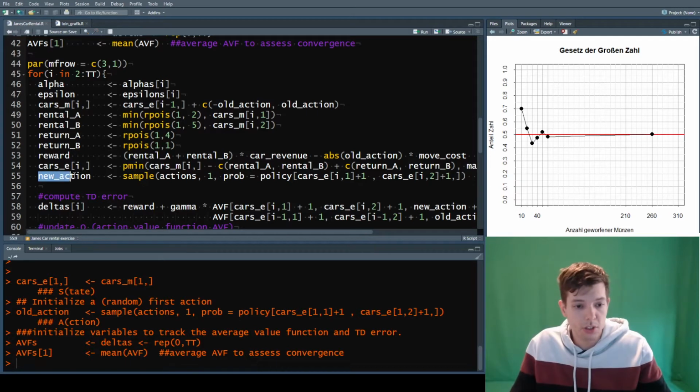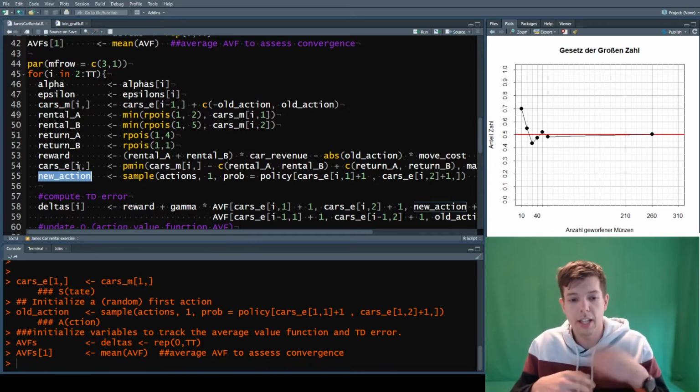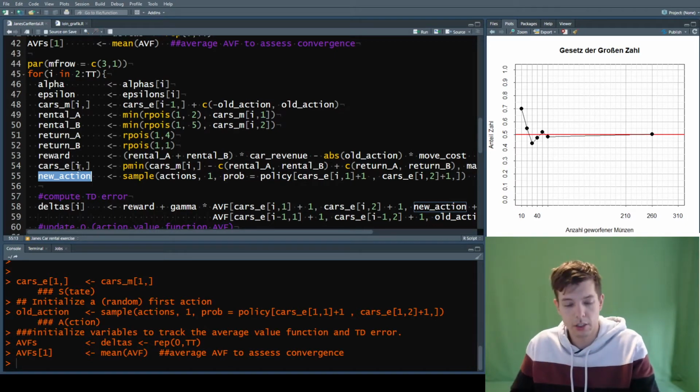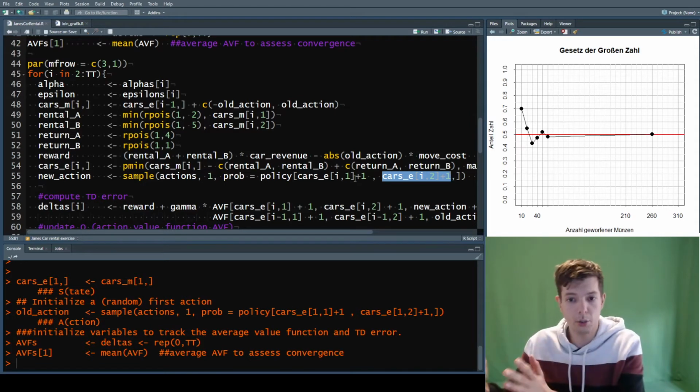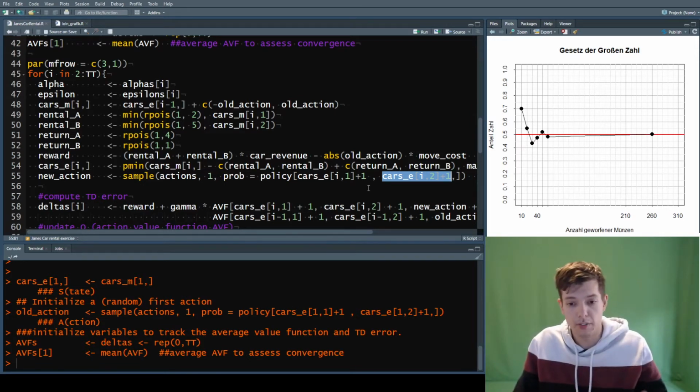Then, also just simulating, is selecting the new action. So in the evening of day 2, we select what we are going to do on the next day. And we sample here again from our set of actions a single time with the probability equal to the policy of our current state, meaning our current cars in the first location and the current cars in the second location, both times here +1, because we need to shift from the values of cars to the index. In here +1 because we can have 0 to 10 cars, and the indices are 1 to 11.